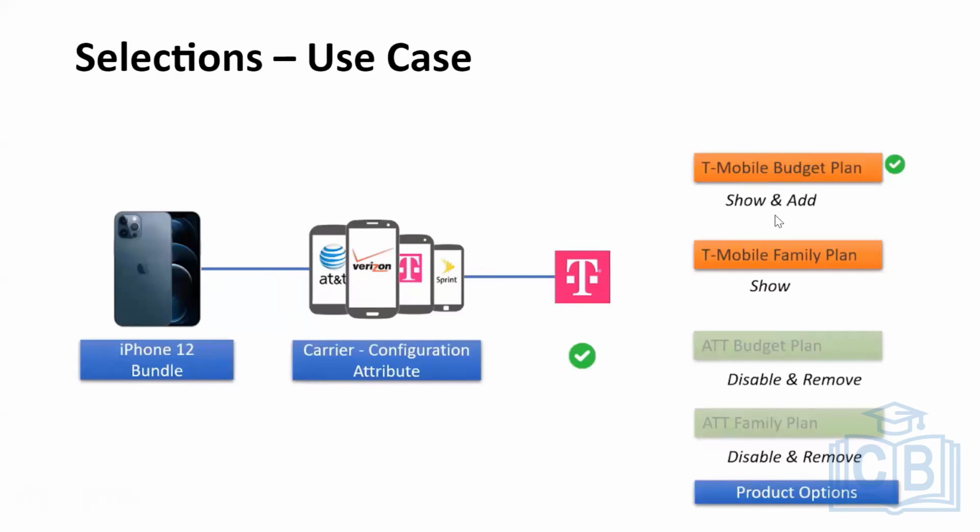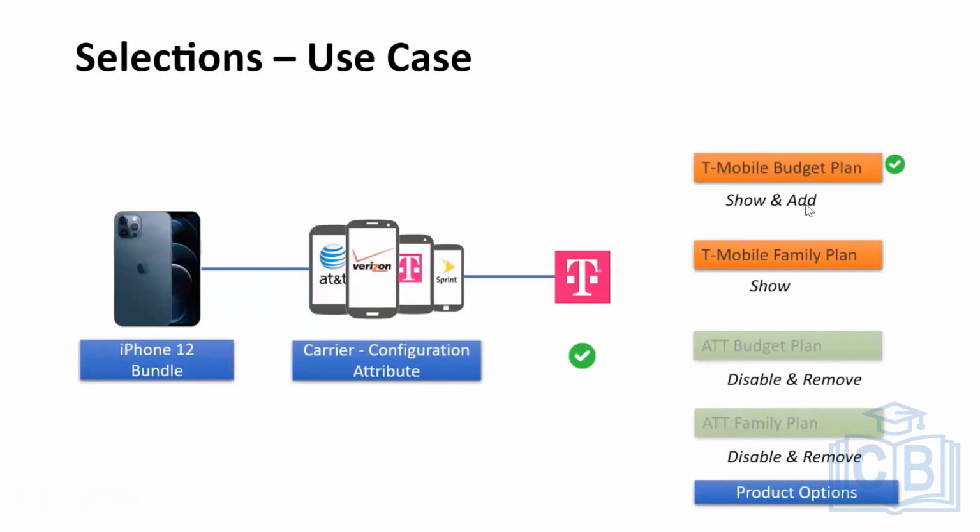Next, you should have these products: T-Mobile budget plan. Suppose they have selected AT&T. So T-Mobile budget plan is my product, T-Mobile family plan is my product, AT&T budget plan is my product, AT&T family plan is my product. When they select AT&T, I want the AT&T budget plan and AT&T family plan to be shown.